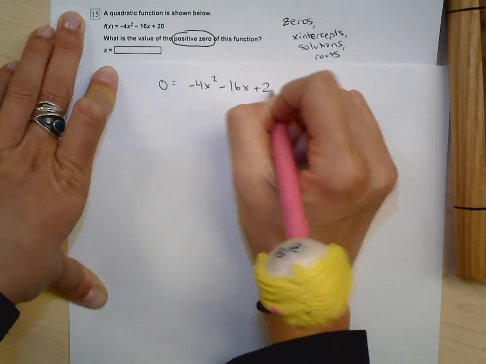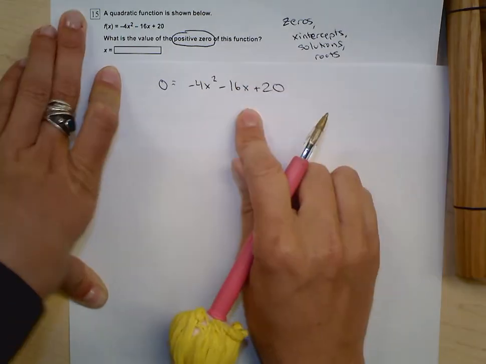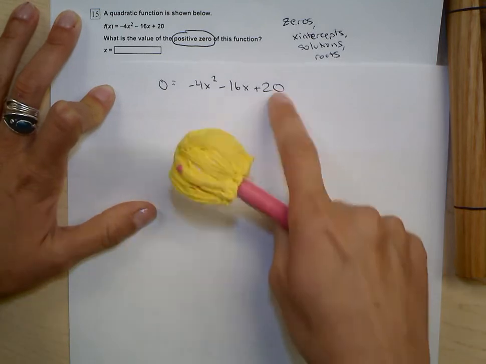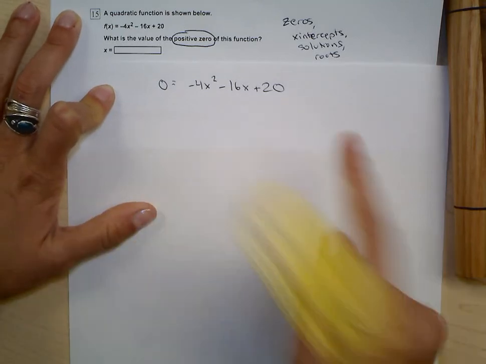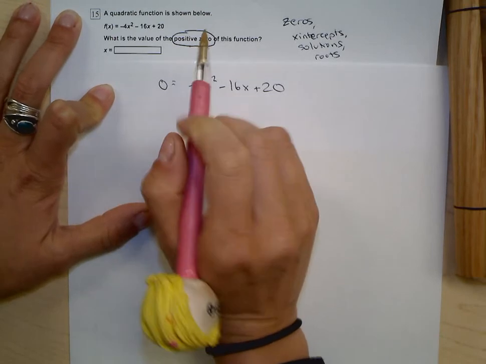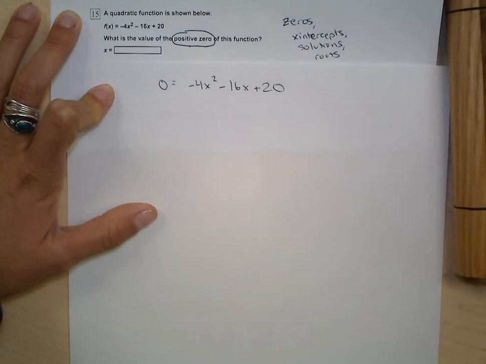Now I can use the quadratic formula here. When I use the quadratic formula, I usually have two answers. So one is usually a positive, one is a negative. What the question is asking here is they want the positive solution. So I could use my quadratic formula here.